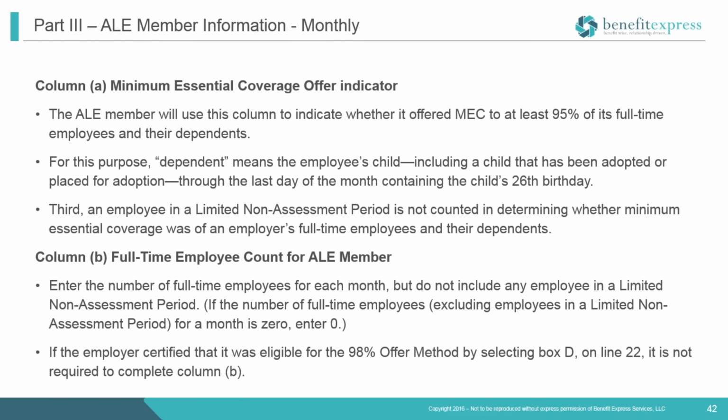Part A, minimal essential coverage, explains the fact that to answer yes, you must offer minimal essential coverage to 95% of the employees and their dependents. Please understand that. An employee in a limited non-assessment period is not counted for this purpose. In column B, full-time employees, again, you exclude those people that are in a measurement period or in a waiting period. And if you are eligible for the 98% method, you don't have to complete that.